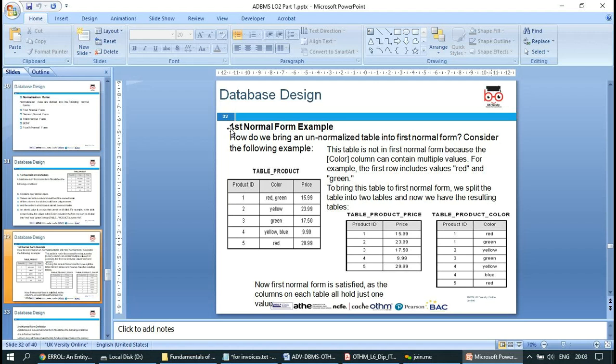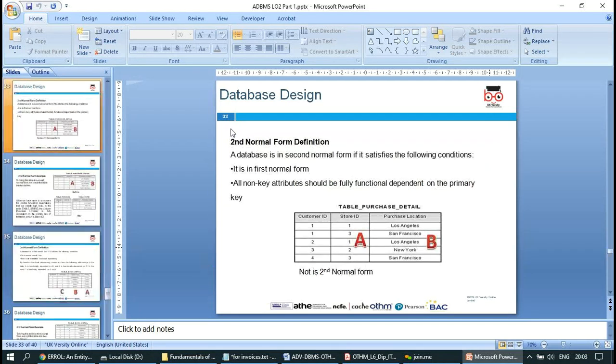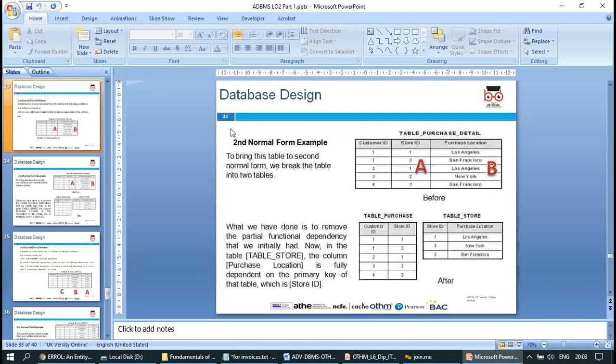If one of the columns is repeating, for example the product ID is repeating, at least the atomic values are being satisfied, isn't it? Then the second normal form says that, for example, store ID is basically repeating with the customer ID.